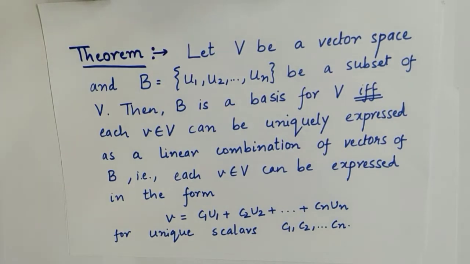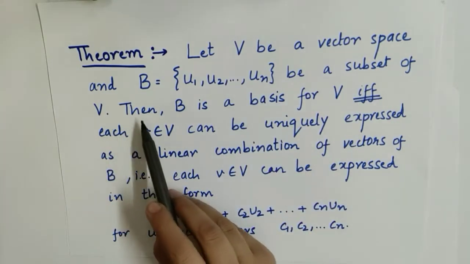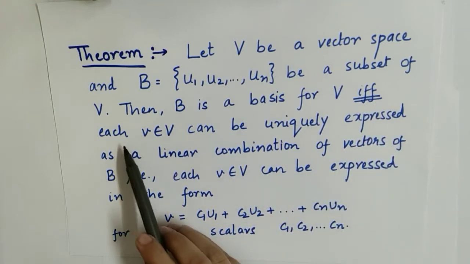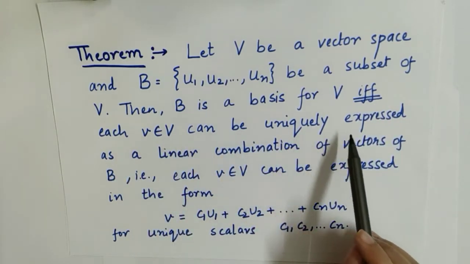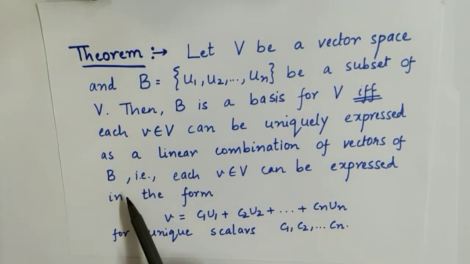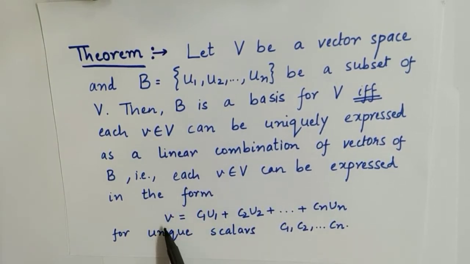By now we know what a basis is, and we are in a position to prove some theorems. Theorem 1: Let V be a vector space and B equal to the set u1, u2, up to un. Then B is a basis for V if and only if each v belonging to V can be uniquely expressed as a linear combination of vectors of B. That is, each v belonging to V can be expressed in the form v equals c1u1 plus c2u2 plus up to cnun for unique scalars c1, c2, up to cn.